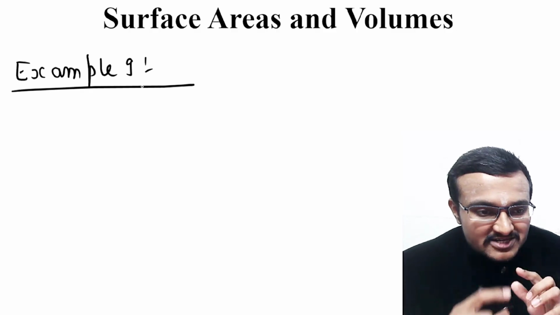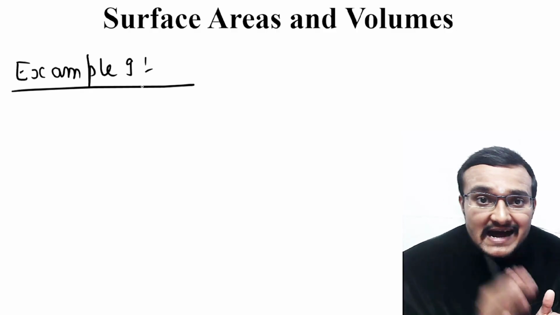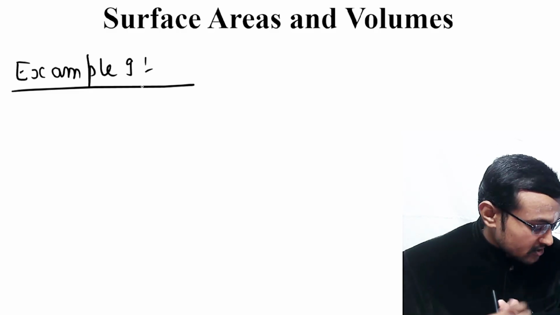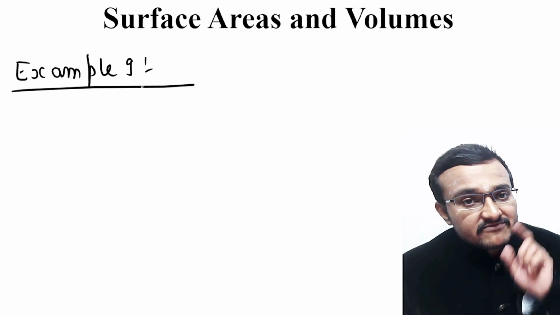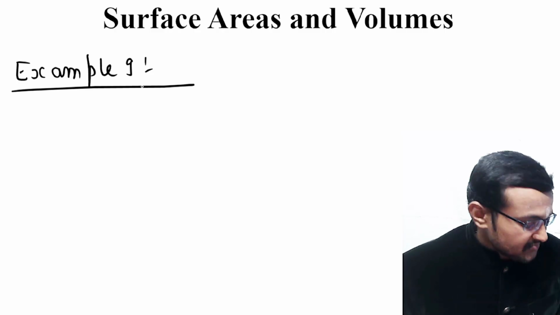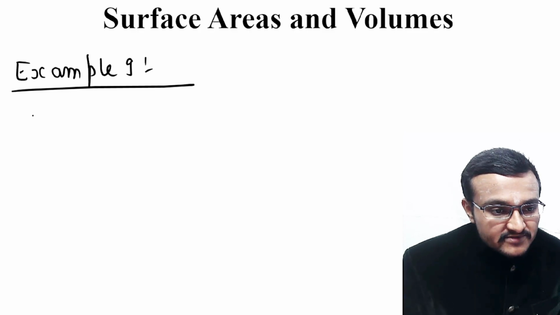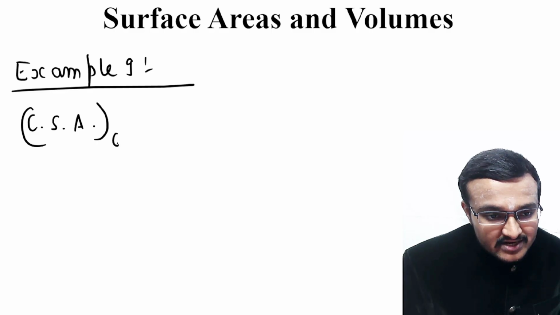So that means 1 meter square of extra canvas you have to add to the total curved surface area of the cone. Find the volume of the tent that can be made with it. After finding that, you have to find the volume of the cone. Here they have already given the curved surface area of this conical tent.